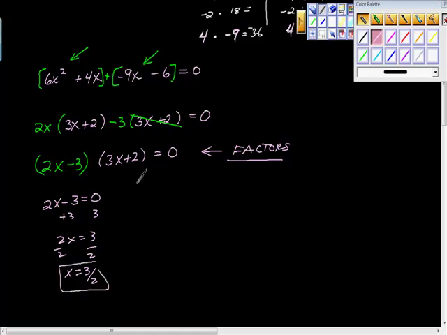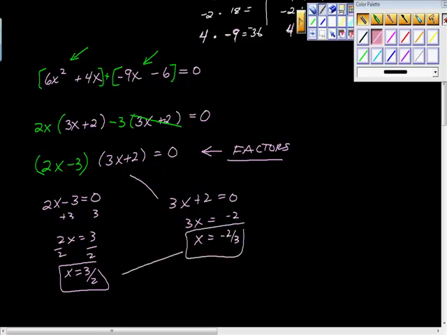Our other answer comes when we answer the question, when is 3x plus 2 equal to 0? We subtract 2 from both sides. We get 3x equals negative 2. And then we're going to divide both sides by 3, and we get x equals negative 2/3. These are the solutions. So solutions and factors.